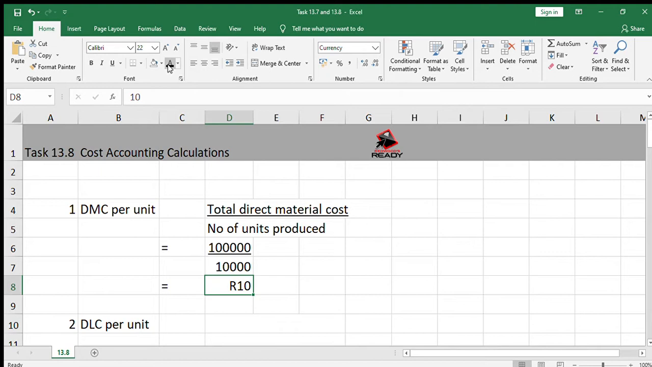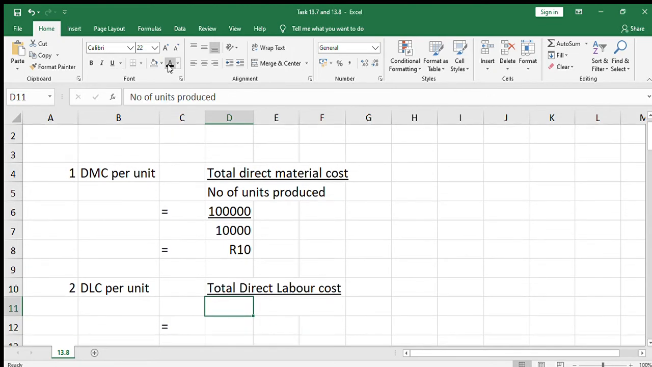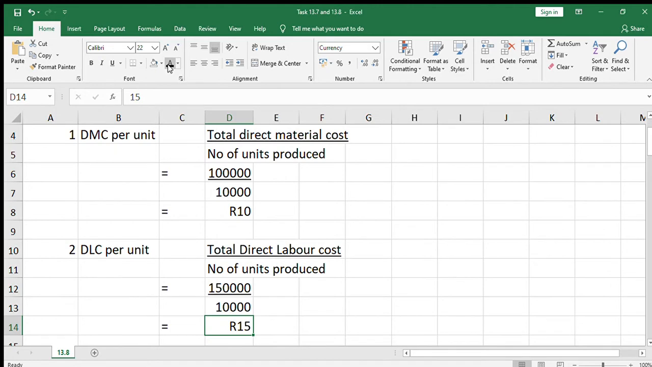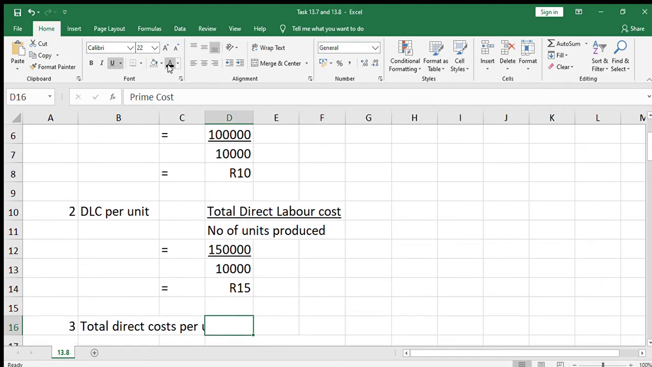Number 2, the direct labor cost. Again, the formula is total direct labor cost divided by the number of units produced. Remember, these formulas do not need to be written down. The total labor cost is 150,000 in the production cost statement, divided by 10,000 units to get 15 Rand direct labor cost per unit.